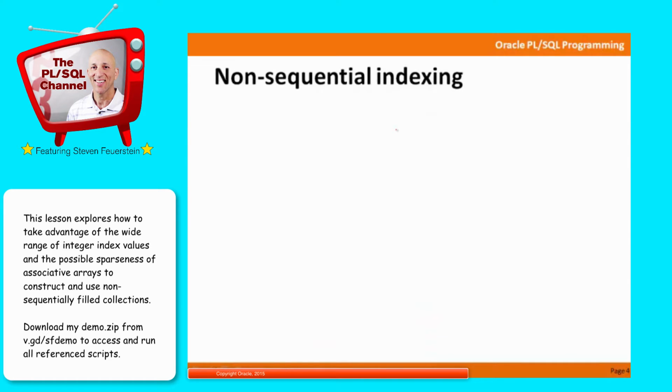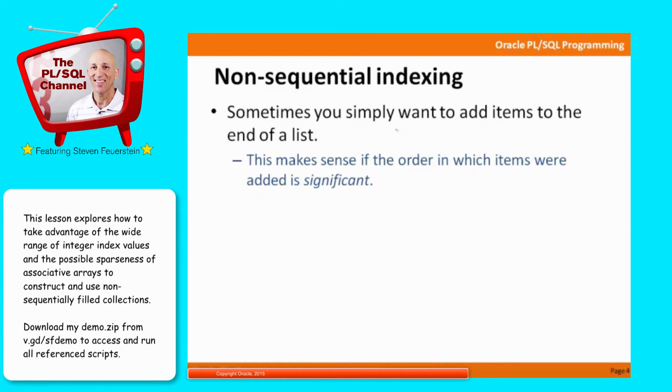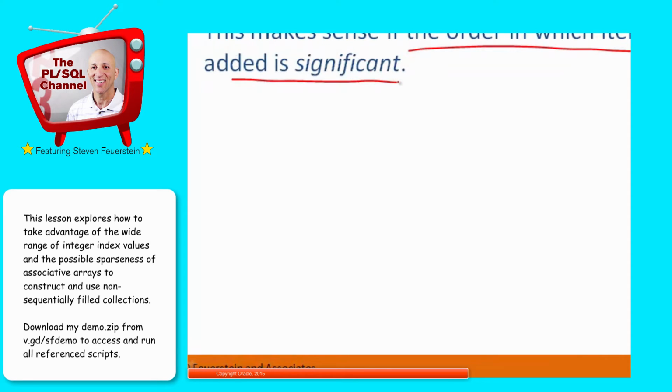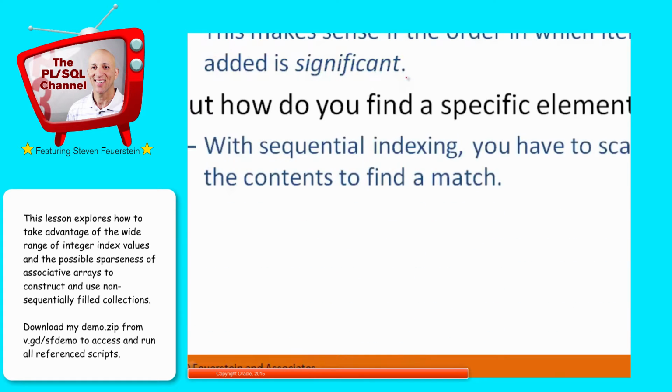Let's take a look at non-sequential indexing and why you might want to use it. Certainly sometimes you simply want to add items to the end of your list. In other words, add them sequentially and consecutively. And this makes sense certainly if the order in which items were added is significant. I need to know that the third item chosen is ABC. So I can go to location 3, get ABC, and that tells me that that was the third thing chosen. But that's not always the case.